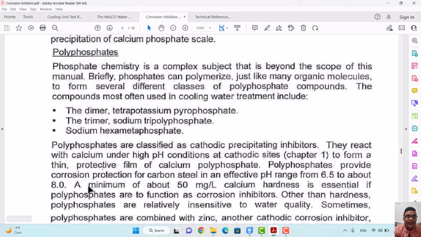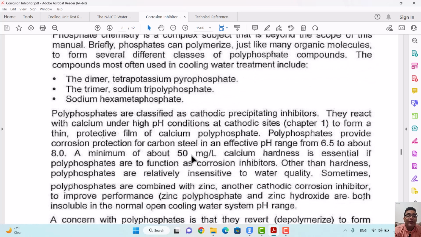Anyway, they react with calcium under high pH condition at cathodic sites to form a thin protective film of calcium polyphosphates. So in order to be effective, polyphosphates need some required amount of calcium to create a protective film of calcium polyphosphates. And of course, this minimum amount is 50 ppm of calcium. So in cooling water systems, when we use polyphosphates as our corrosion inhibitors, we need to have a continuous minimum amount of 50 ppm of calcium in our water in order to help polyphosphates create, in fact, a calcium polyphosphate protective film on cathodic sites.